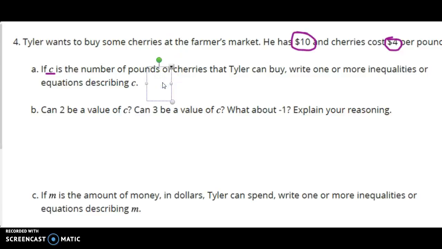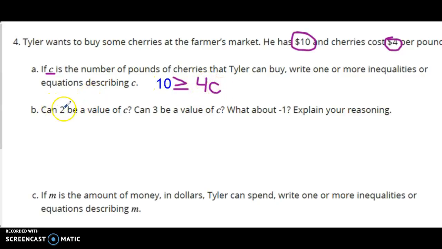He has $10. If I'm spending money, I cannot go over the amount that I have. So $10 has to be greater than or equal to how much he's going to spend on the cherries, which is going to go on the right side of my inequality. If cherries are $4 per pound, I'm going to have to multiply 4 by the number of pounds that he buys. I know that C is the number of pounds that he buys. So I can simply put C next to 4, and that means multiplication. So 10 has to be greater than or equal to 4C.